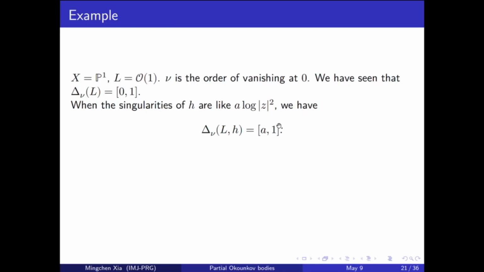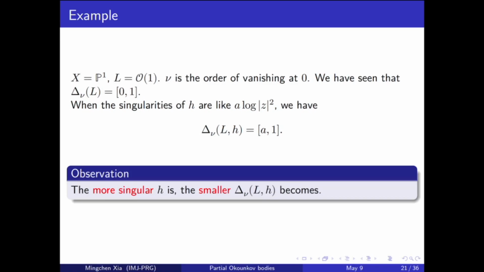So from this picture, you can see two things. First of all, the partial Okounkov body is always contained in the Okounkov body. It's a smaller part. And the second point is when A gets larger, that means when the singularity of H becomes worse, then the corresponding partial Okounkov body becomes smaller as well. And it turns out that this is true in general. The more singular the metric H is, the smaller our convex body becomes. This is a general phenomenon.